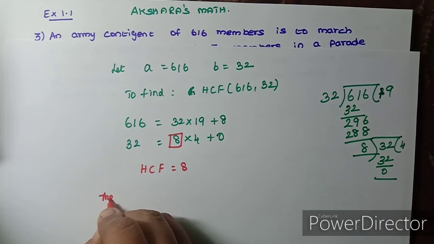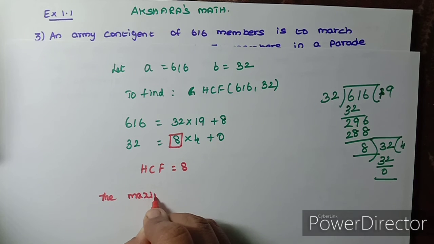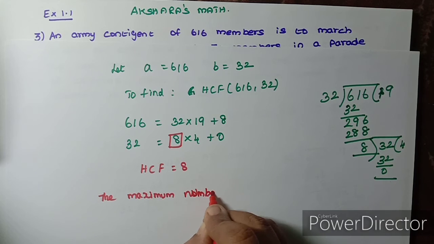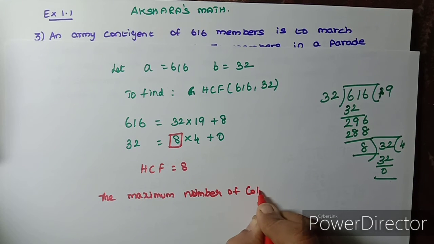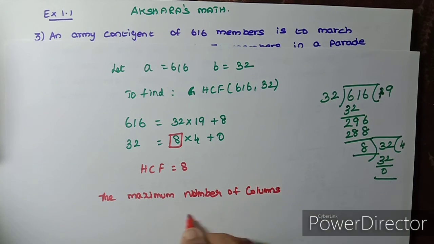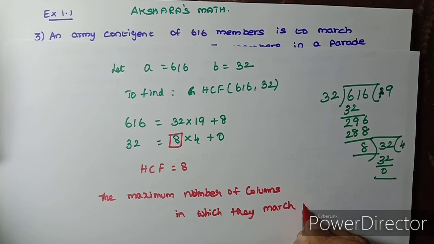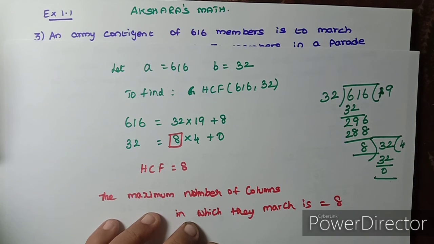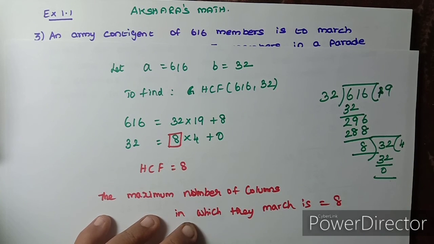The maximum number of columns in which they march is equal to 8. So maximum 8 columns, 8 is the maximum number which divides both 32 and 616. There is no other number greater than that which is common to both.